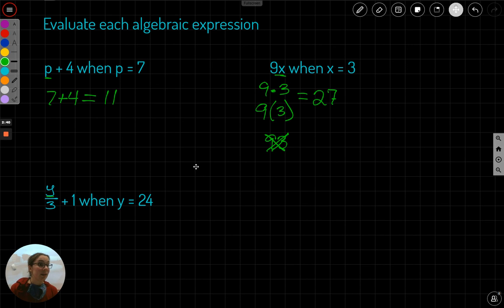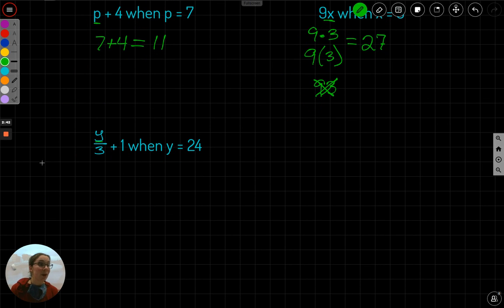And lastly, this one down here, a little bit more complicated, but not really. We are simply going to plug in the 24 for the y and then chug away until we've solved it. So we've got 24 over 3 plus 1. 24 over 3 is division. I'm going to do division before I do any kind of addition.